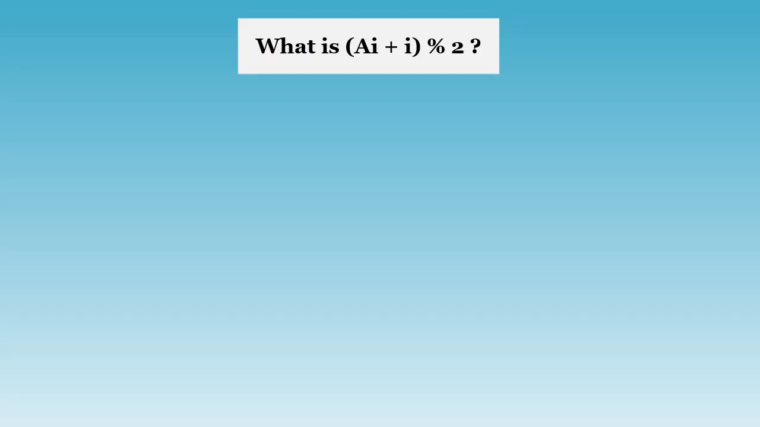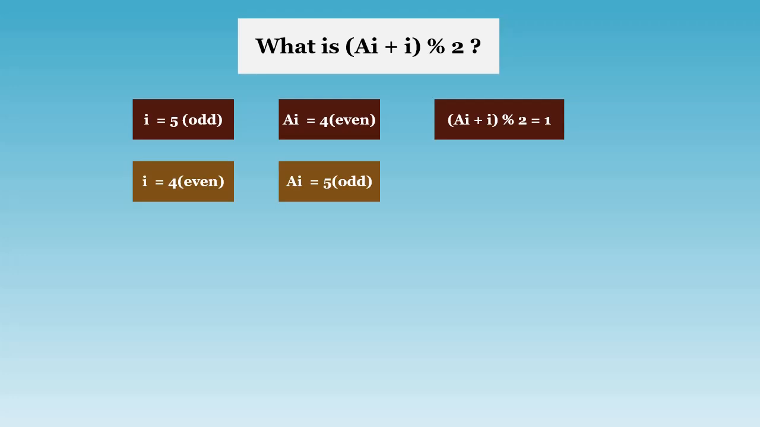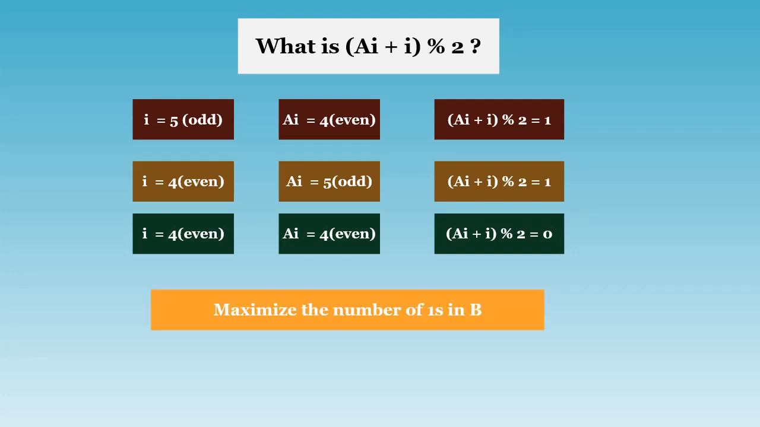What does this (A_i + i) mod 2 imply? If i is odd and A_i is even, then (A_i + i) mod 2 would be 1, and if i is even and A_i is odd, then the result would be 1. And in all other cases the value would be 0. So we need to maximize the number of ones in the final array, B.